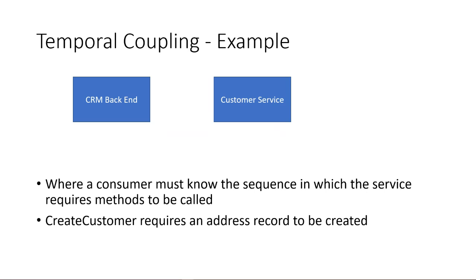So here, for example, I'm going to illustrate this with CRM backend again, the customer service, create a customer address, and then create the customer. So obviously, if the customer address doesn't exist, the create customer can't function. But like I say, it's not always as stark as that, but it is quite commonly present in successive API calls, even if it's only subtle.